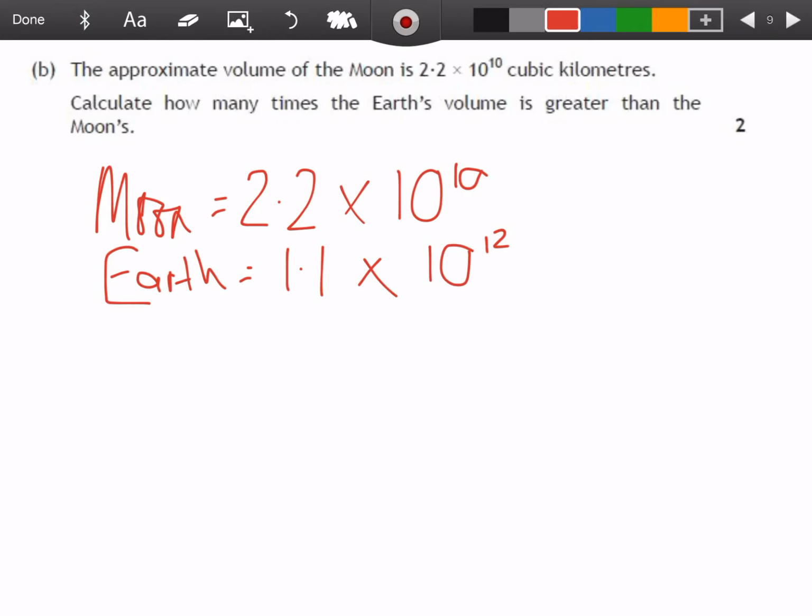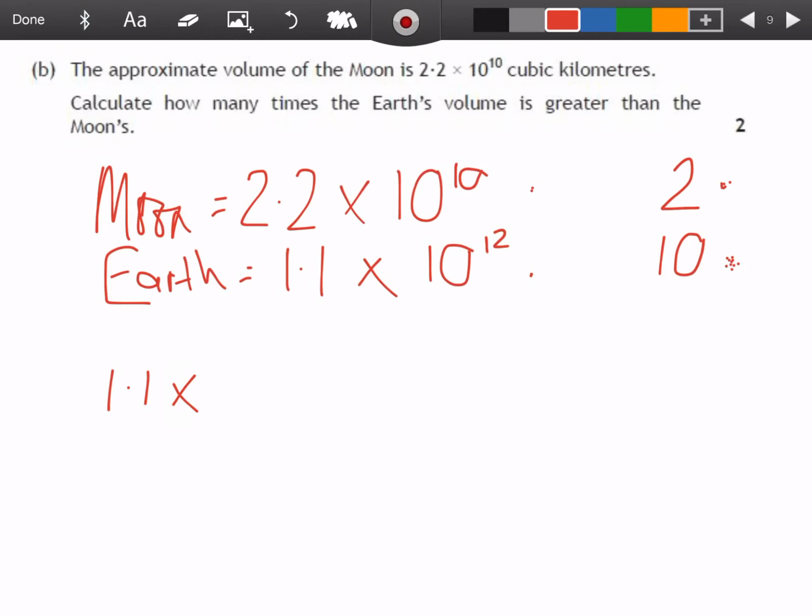Do you know, scientific notation does confuse people. Okay, I'm going to make these numbers much, much smaller. Imagine the moon was 2 and the Earth was 10. What would the answer to this question be then? How many times is the Earth bigger than the moon? How many times is 10 bigger than 2? It's 5 times. How do you get 5? You do 10 divided by 2. So basically I'm doing the Earth's number divided by the moon's.